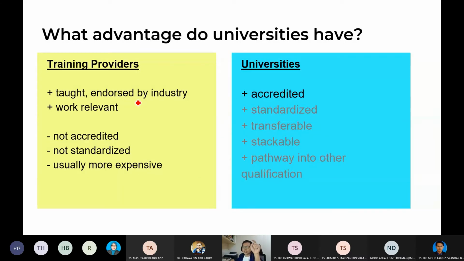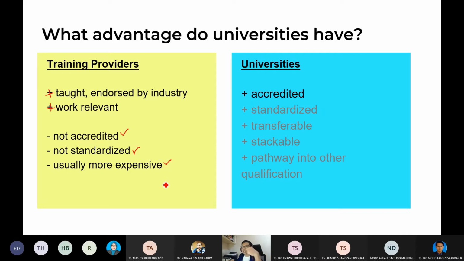No. Training providers, like just now, can teach what the industry endorses. So that's a plus point. They are work relevant because they know what they want to get, and then they teach exactly that. But the problem is they're not accredited, not standardized, and usually really expensive. I just saw a MATLAB course. It's for 1 or 2 weeks, but that goes for like 3,000 to 5,000 ringgit. I think I better just learn it on my own, because it's just too expensive.